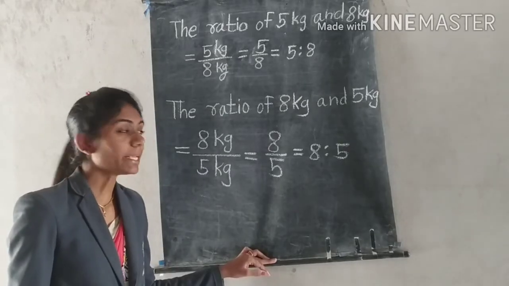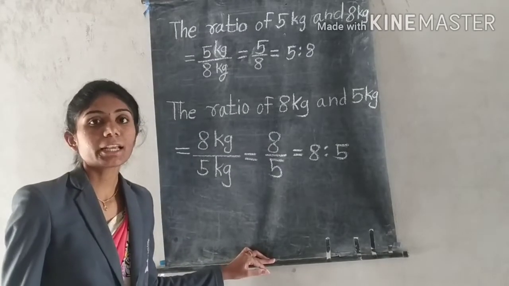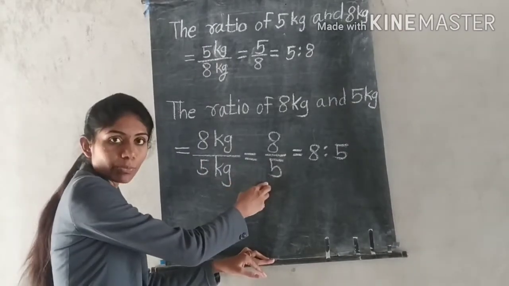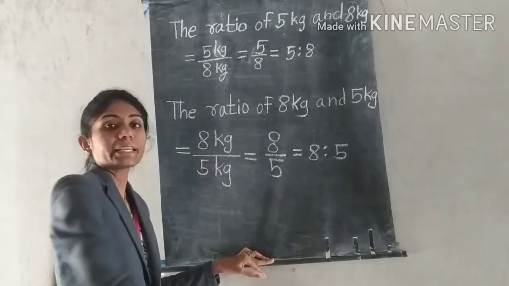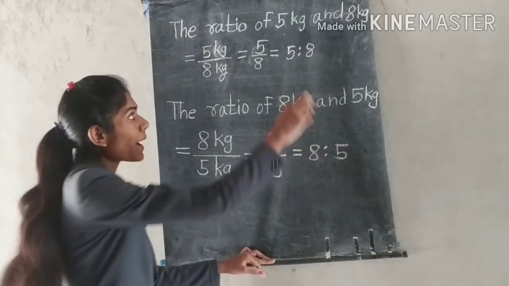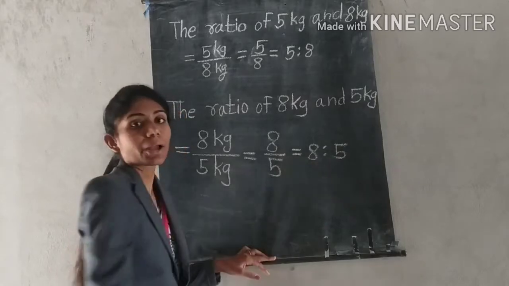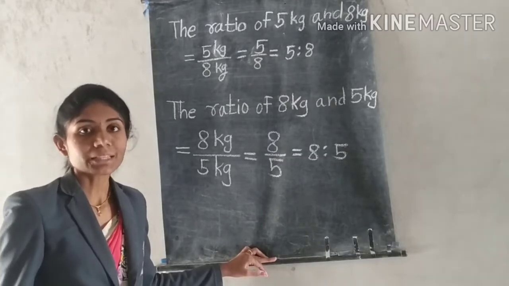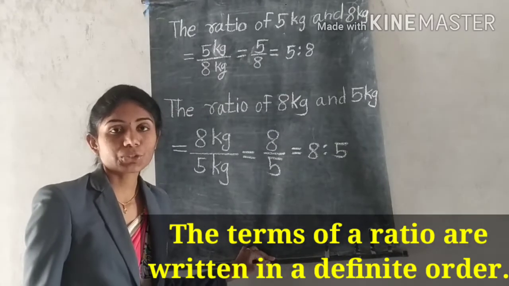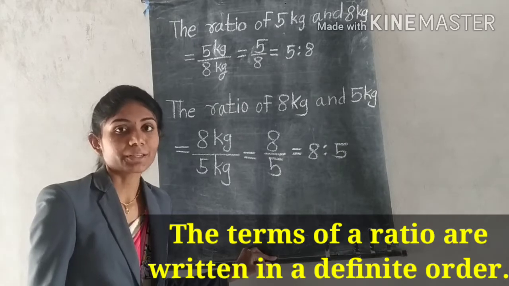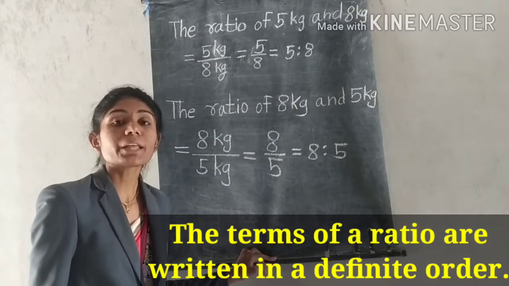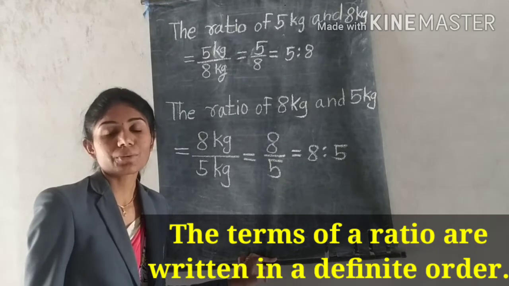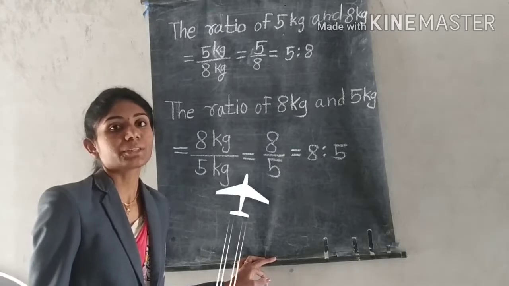The second example is the ratio of 8 kg and 5 kg. 8 kg upon 5 kg equals 8 upon 5, which equals 8:5. Note that 5:8 and 8:5 are not equal ratios. So the rule is the terms of the ratio have a definite order. If we change their order, the ratio will also change. So 5:8 and 8:5 are not equal to each other.